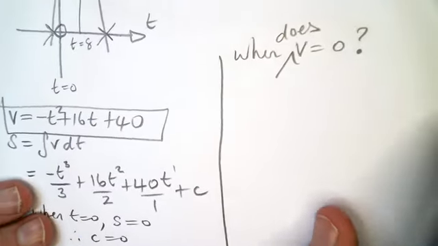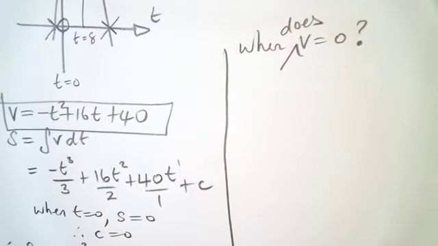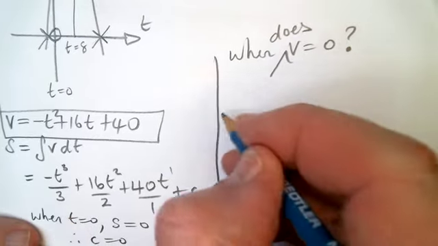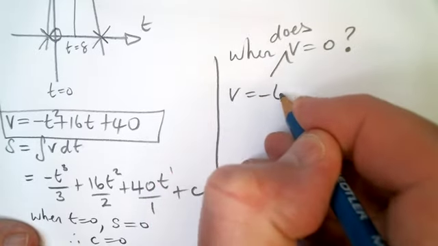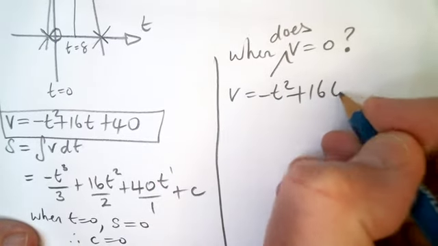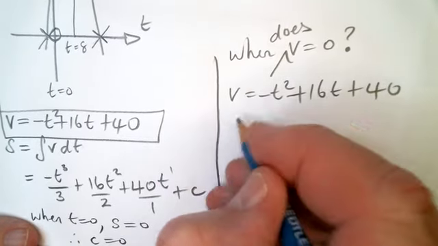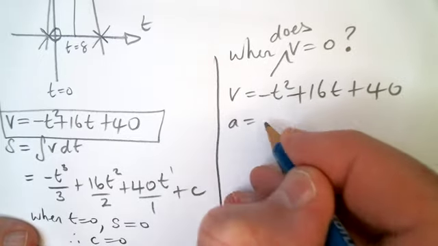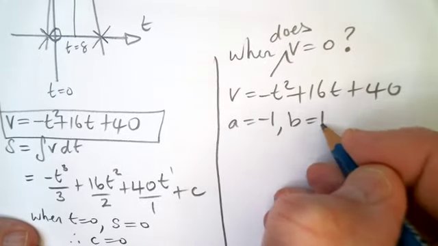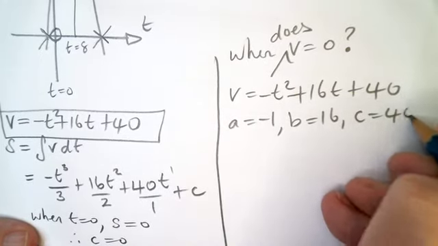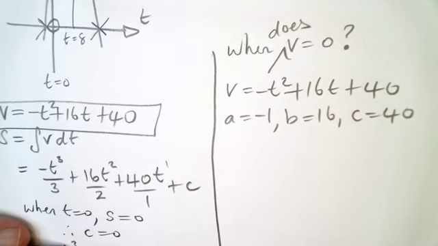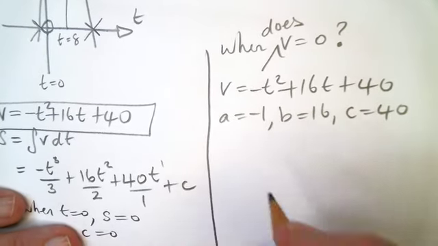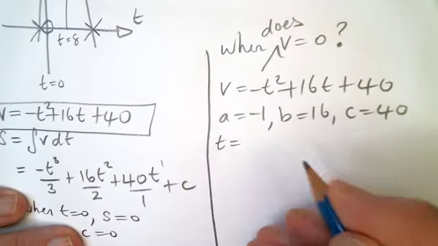And to do that, we're going to have to use the quadratic formula. Now, of course, you can just plonk it straight into your calculator, but in the exam, you just can't do that. So let's rewrite this down. So v is equal to negative t squared plus 16t plus 40. So a is going to equal negative 1, b is going to be 16, and c is going to be 40. Now, because of all that, we can launch straight in and say, right, let's solve for t.